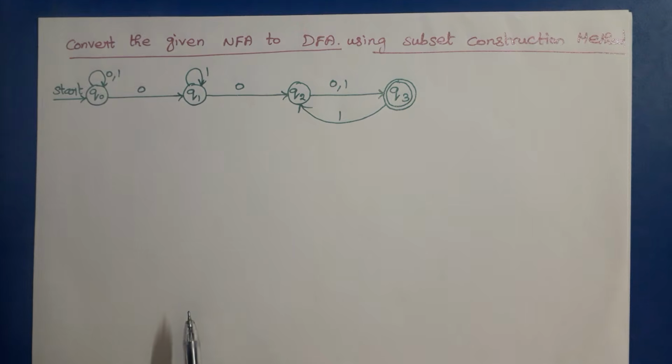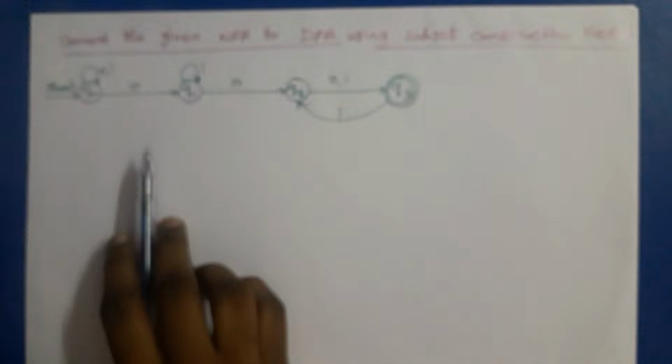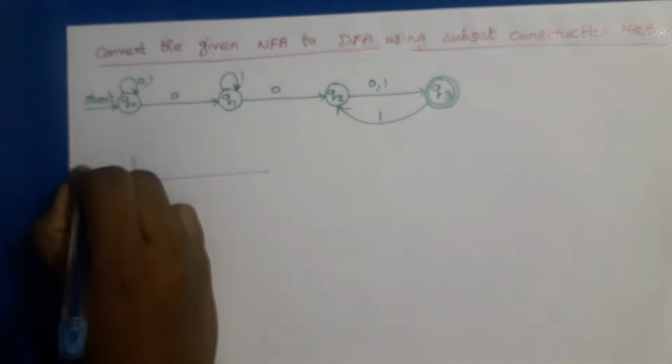Hello everyone. In this lecture, we are going to see another example for NFA to DFA using subset construction method. So this is the given NFA. Now we need to construct the transition table for NFA. So this is the NFA transition table.